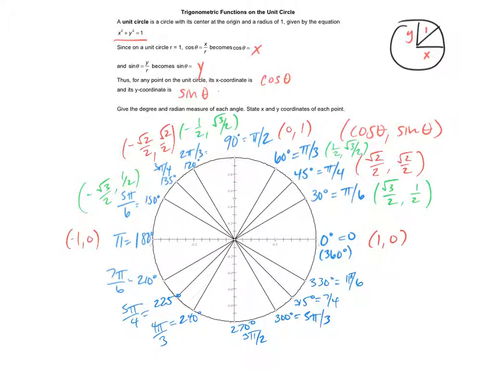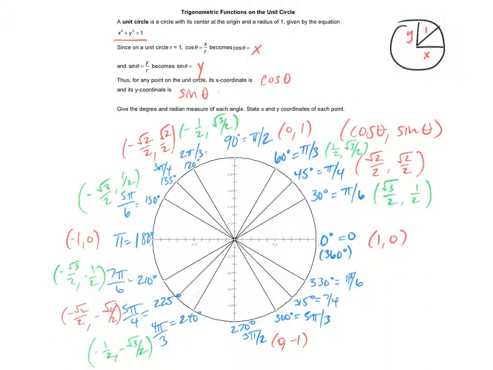At 210 degrees, we have negative square root of 3 over 2 still, but now negative 1/2. And then to keep going, it is negative square root of 2 over 2 and negative square root of 2 over 2. For 240 degrees, we have negative 1/2, but negative square root of 3 over 2. And then at 270 degrees, we have exactly 0 and negative 1.